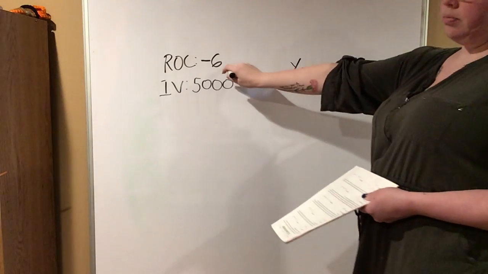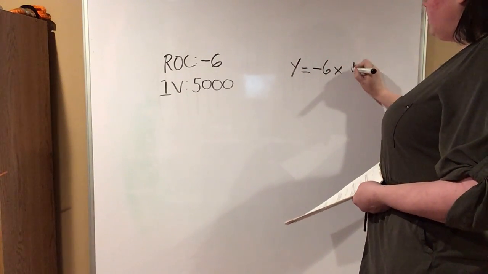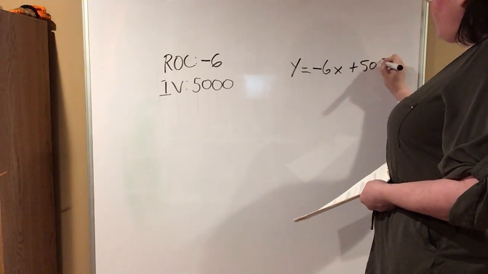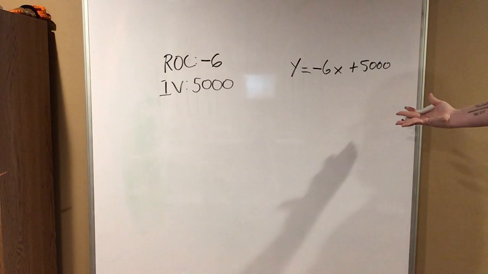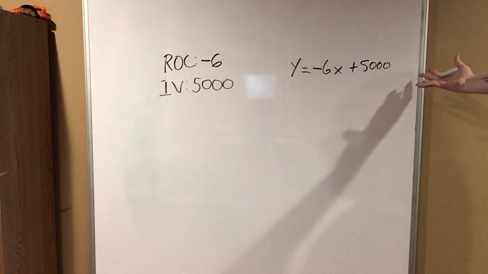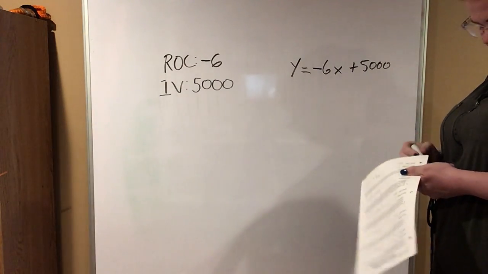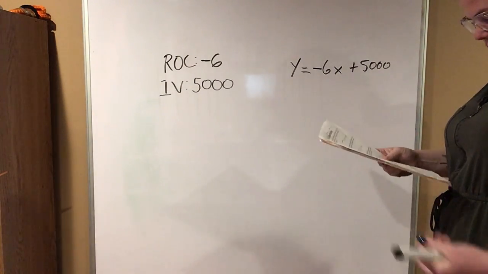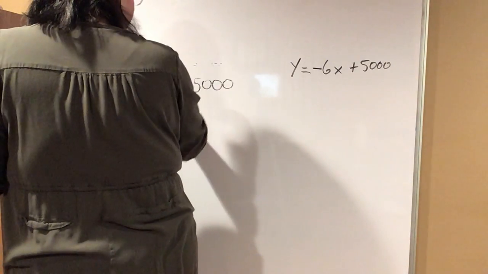So now let's write the equation. Well, if this is our slope, -6x plus 5,000. Ta-da! We went skydiving. We just don't know when we're going to land. We haven't given the x yet. So woohoo, right? It's so much fun. See, word problems. Not that scary.